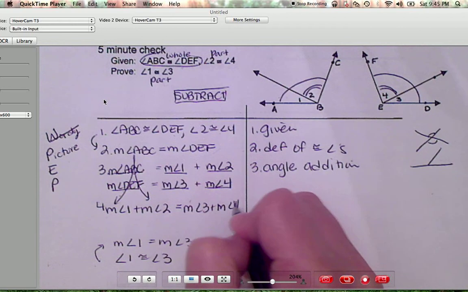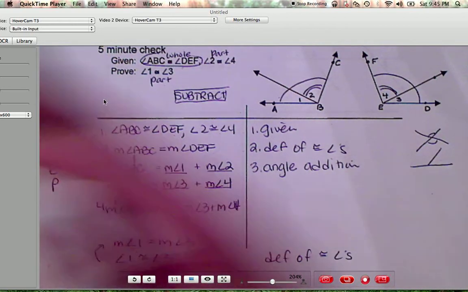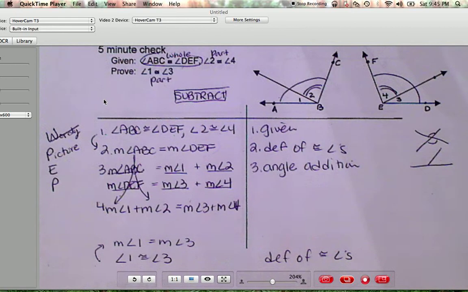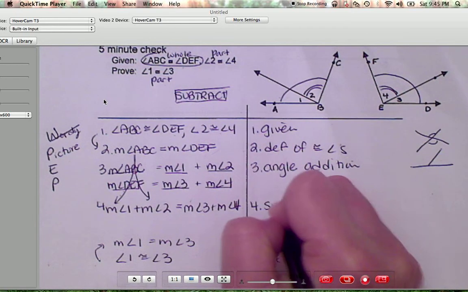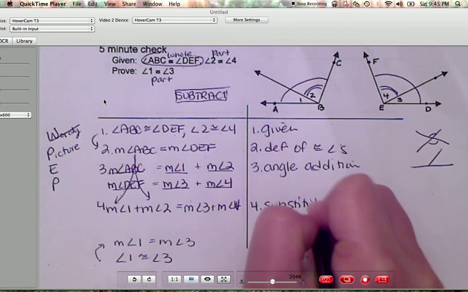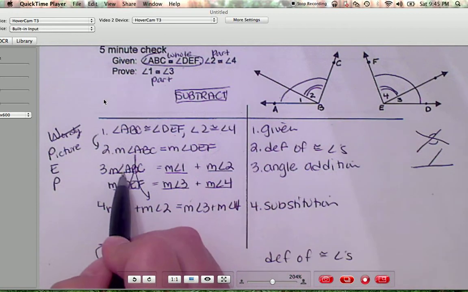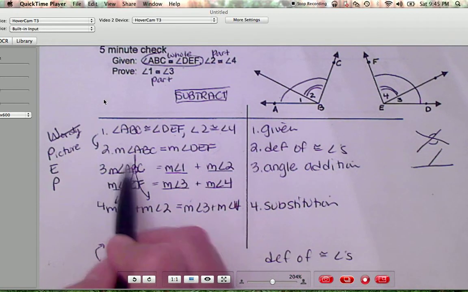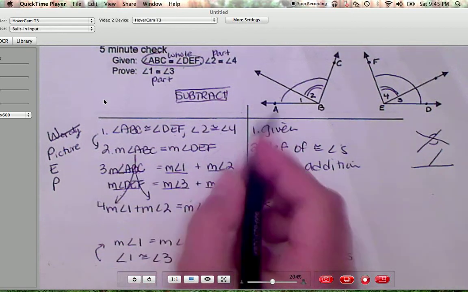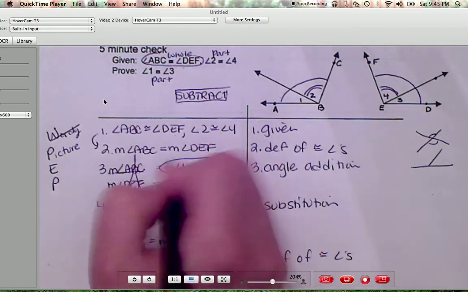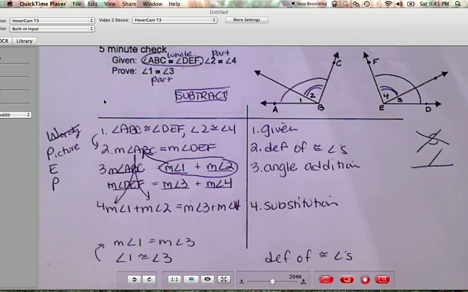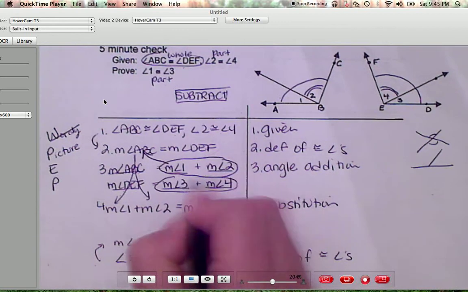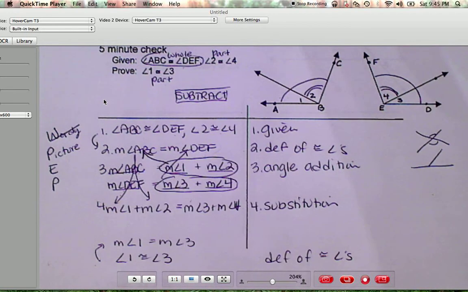So when you expand a statement or contract a statement, that's always going to be substitution because you're looking at this angle addition and it's saying that ABC is equal to 1 plus 2. So we're basically putting 1 plus 2 in place of ABC, and then we're putting the 3 plus 4 in place of DEF.